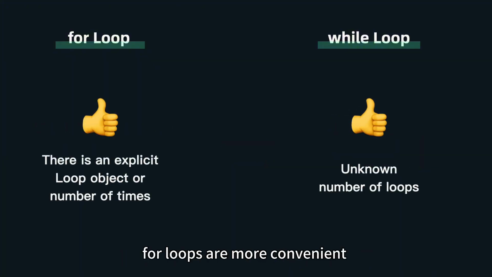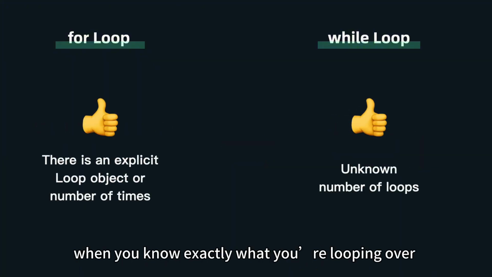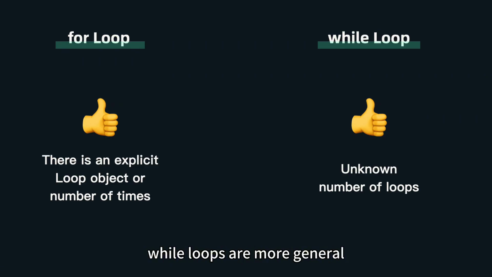To sum up, for loops are more convenient when you know exactly what you're looping over or how many times to loop. While loops are more general, especially when you don't know how many iterations are needed.